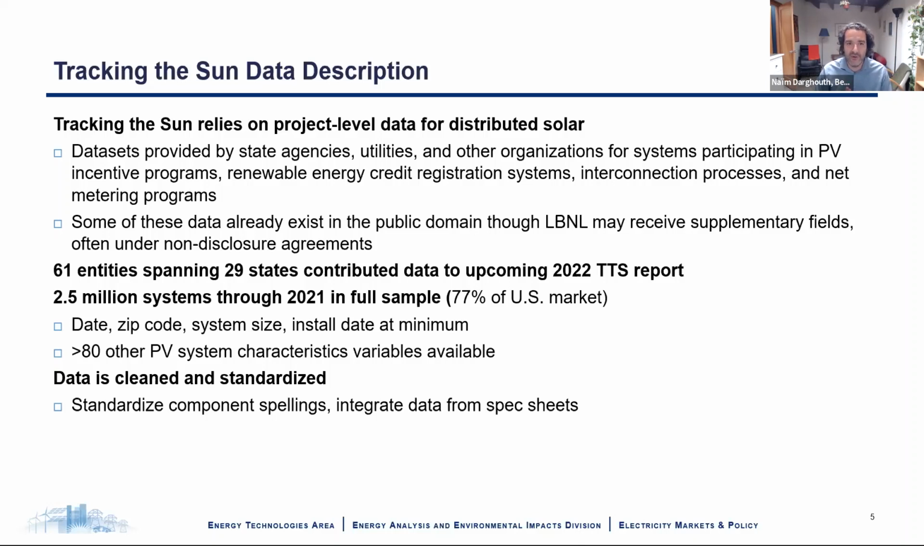Our full sample in the upcoming Tracking the Sun is 2.5 million systems through 2021, and that represents almost 80% of the entire US market. At the very minimum, we have installation date, zip code, and system size for each of these systems, but in most cases, we have much more information on each of these systems, a total of 80 fields we are able to put together. All the data, which comes in various states of messiness, is going to be standardized, cleaned, and then appended with additional data from spec sheets, for example, from the equipment manufacturers.